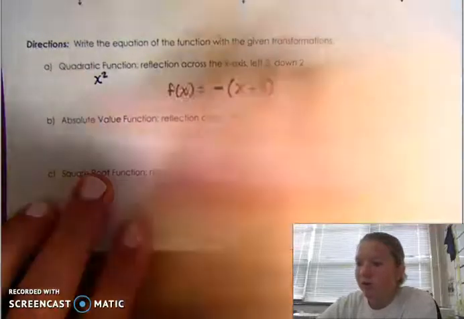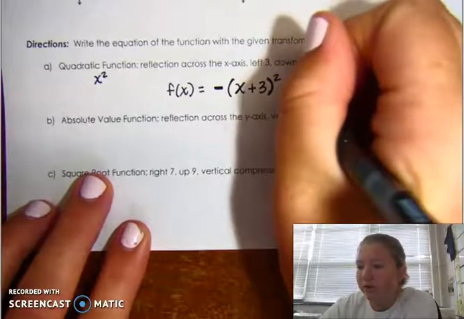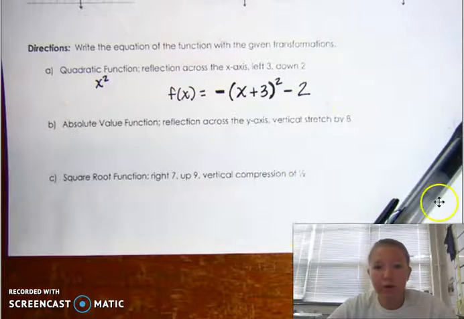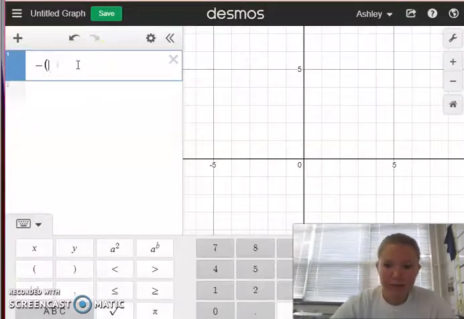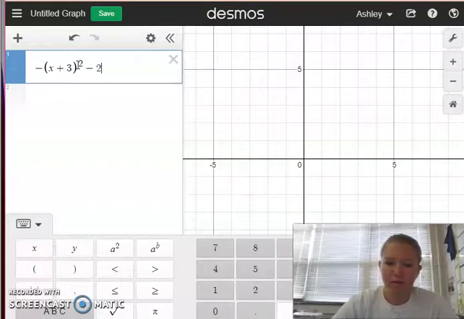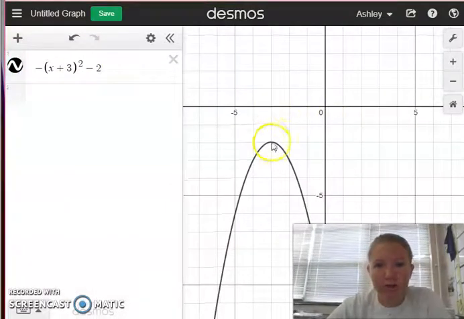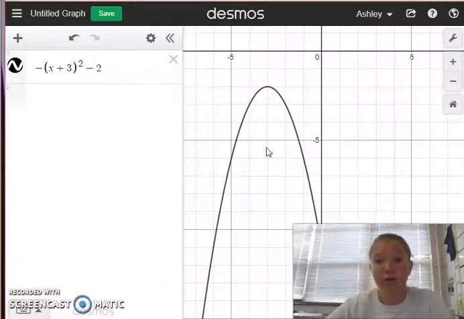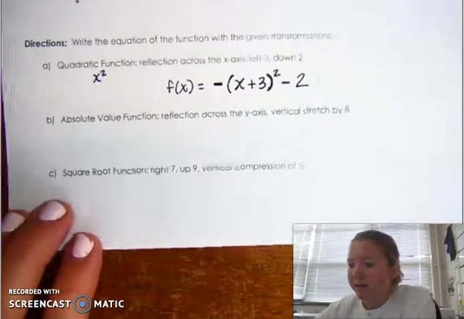To make this a quadratic, we have to have this squared. And then down 2 will be a minus 2 on the outside. Now, if you want to check your work, you can go to Desmos and type that in. Negative (x plus 3) squared, and then minus 2. So we see a quadratic function that has been shifted left 3, down 2, and a reflection over the x-axis, so a vertical flip. So that looks correct.